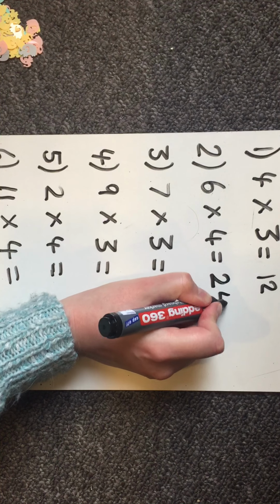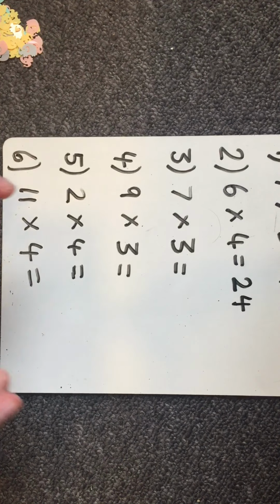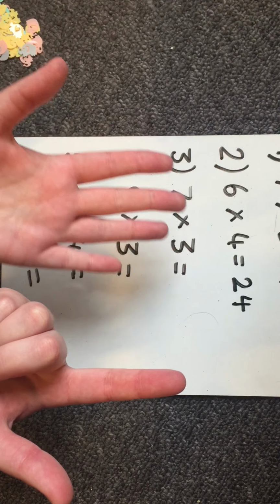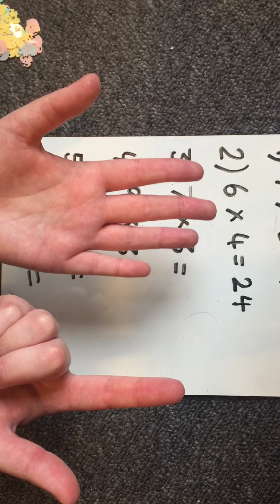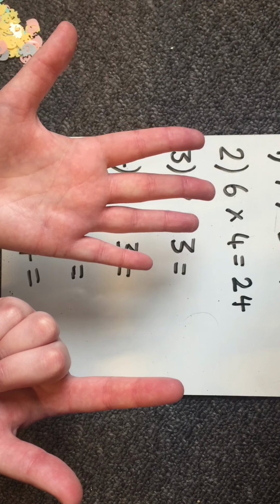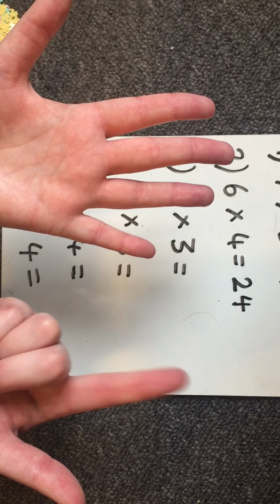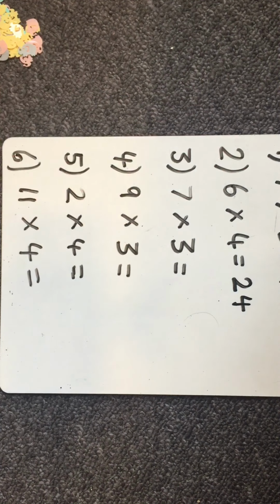Fantastic. 7 times 3, how many fingers up? 7, each one means 3 this time, not 4. So we're counting in 3s. Ready? 3, 6, 9, 12, 15, 18. After 18, 21.